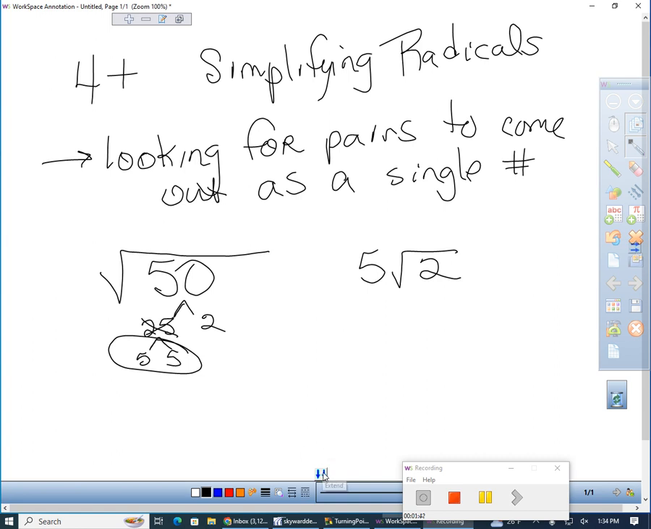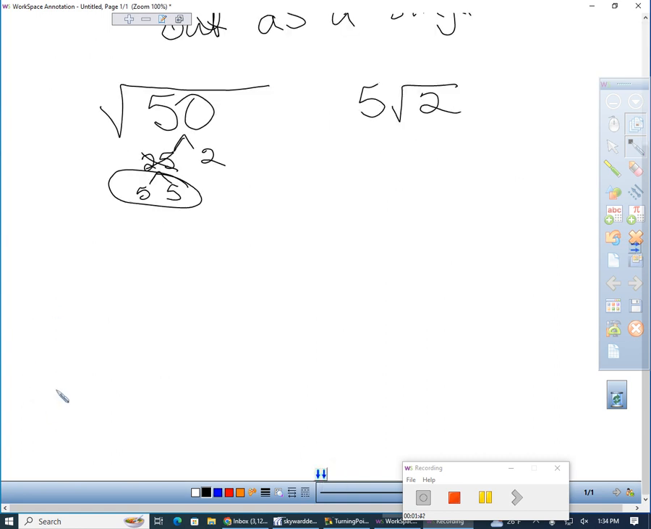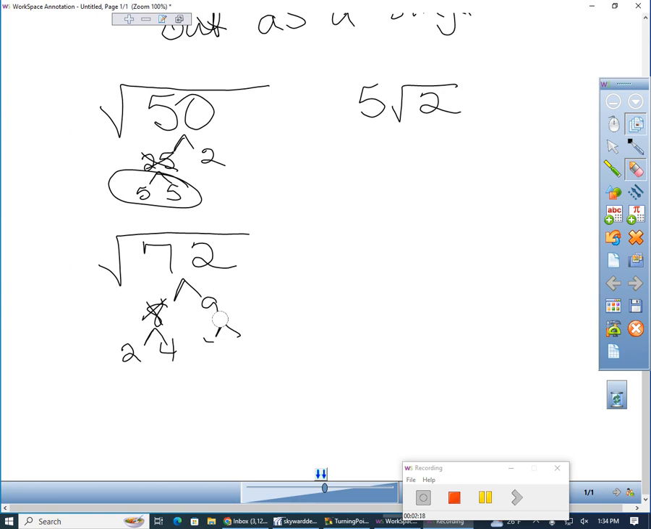All right, let's try another one. But I'm going to make it just a touch harder. Let's do the square root of, let's go 72. So there are so many different ways to break this 72 down, right? So Emma, give me one way. How do you want to break 72 down? 8 and 9. All right, 8 and 9. 8 breaks down into 2 and 4. And I'm going to cross out that 8. 9 breaks down into 3 and 3. And I'm going to cross out the 9.